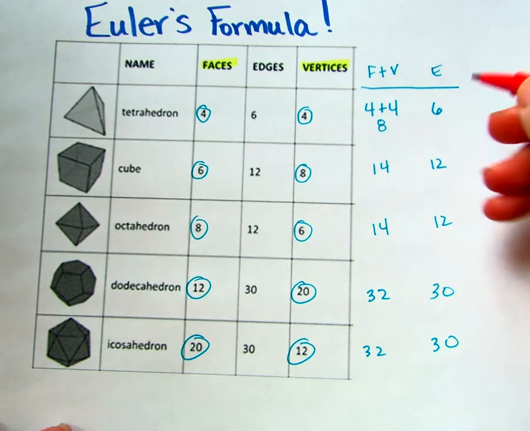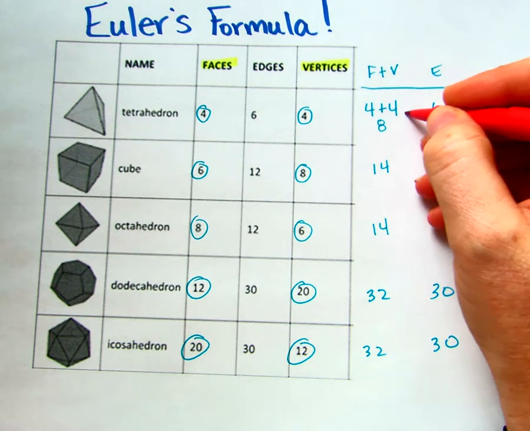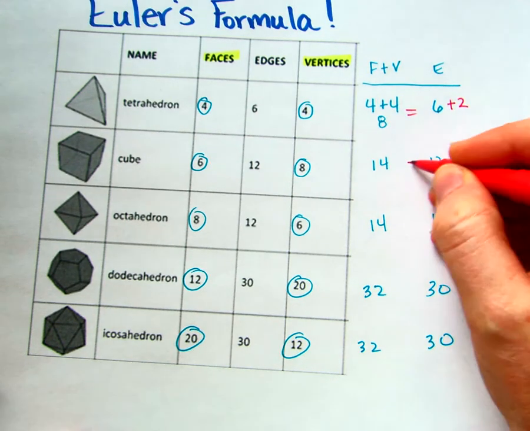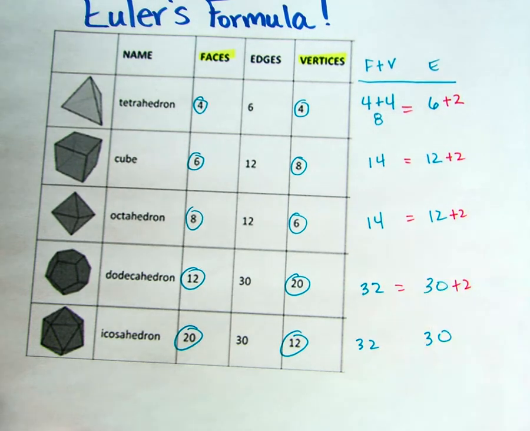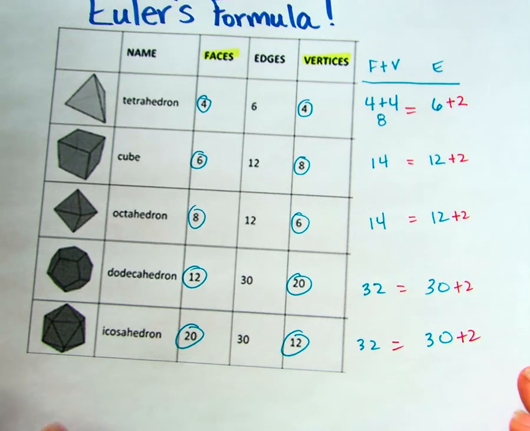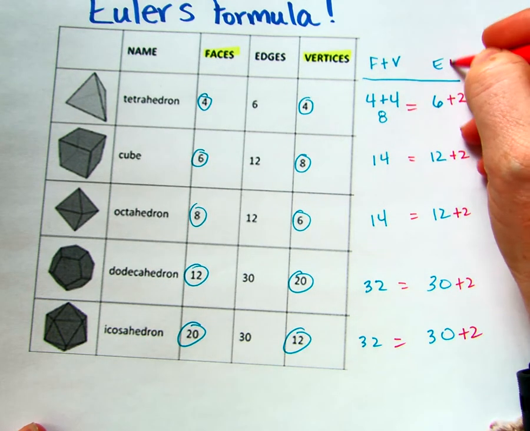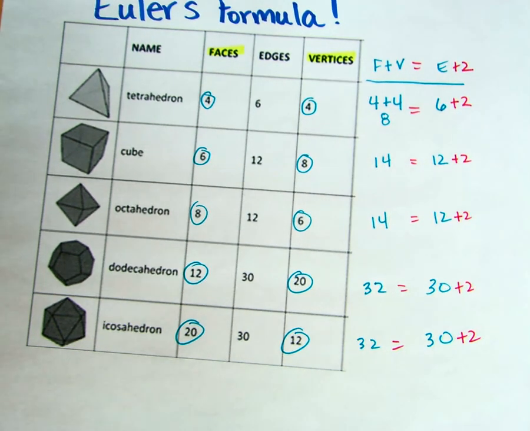Okay? So note right here, 6 plus 2 is 8. 12 plus 2 is 14. 12 plus 2 is 14. 30 plus 2 is 32. 30 plus 2 is 32. So it turns out that if I add 2 to the edges, then that's going to be equal to the faces plus the vertices in every single case. And what this allows me to do is find either faces, edges, or vertices when I maybe don't know one of them. But I do need to know 2 of them in order to be able to find the one I don't know.